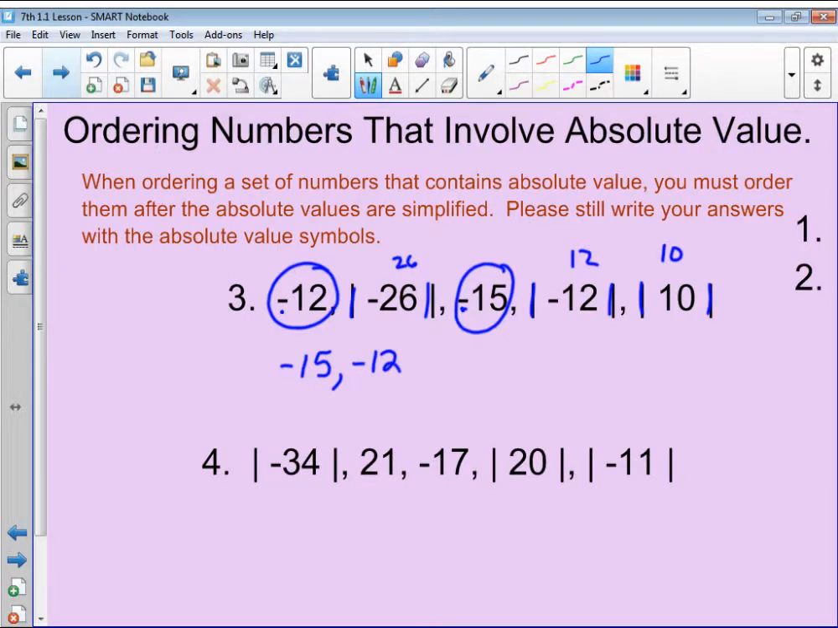Now I'm going to look at these positive numbers. So 10 would come next, and that was written out as the absolute value of 10. Then 12 would come next, and that was written out as the absolute value of -12. And then my final one would be 26, and that was the absolute value of -26. I know, it looks kind of tricky because you're thinking that all of those negatives should be over on the left-hand side. So you just have to remember that you have to simplify your absolute value first.